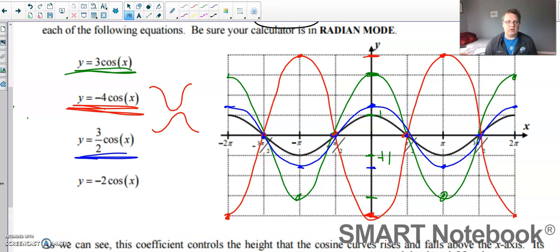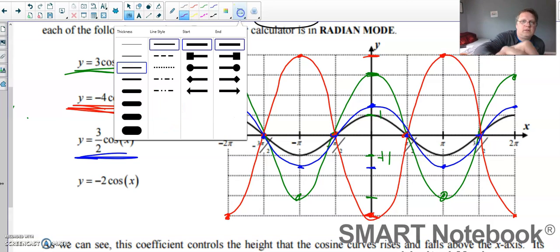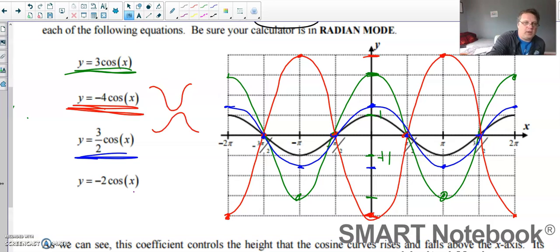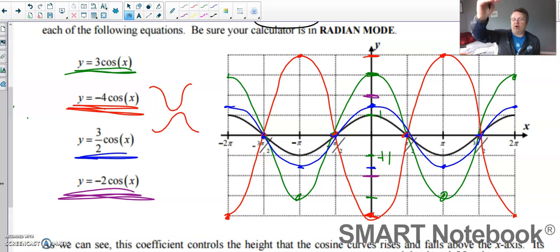Okay, I know it's kind of tricky, kind of confusing, a lot going on. Purple is the last one. Okay, that's this one here. So the max and min are 2 and negative 2. It's a negative. Okay, so instead of starting at the top, it starts at the bottom. I'm going to start at the y axis. So it starts here, right?